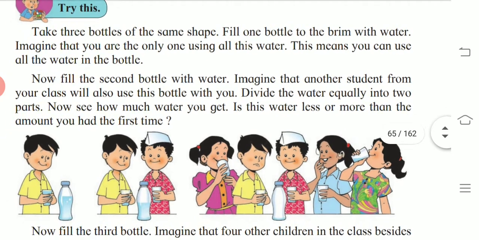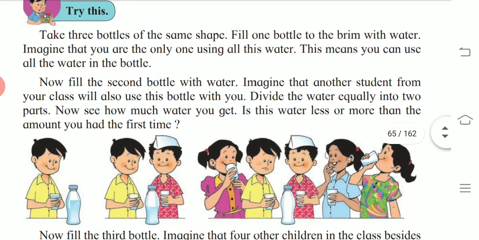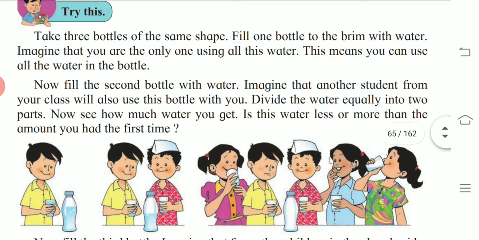Try this. Take 3 bottles of the same shape. Fill one bottle to the brim with water. Imagine that you are the only one using all this water. This means you can use all the water in the bottle. Now fill the second bottle with water. Imagine that another student from your class will also use this bottle with you.